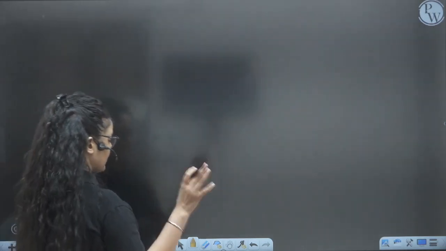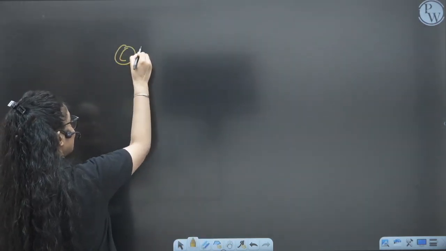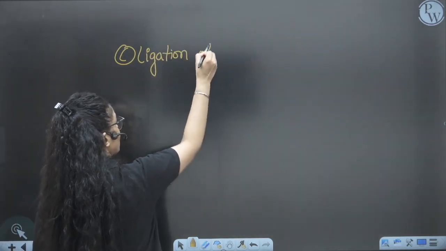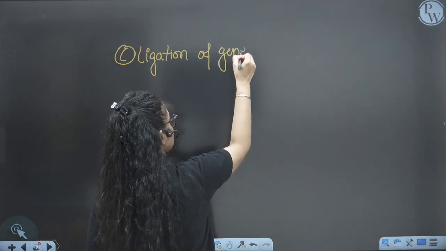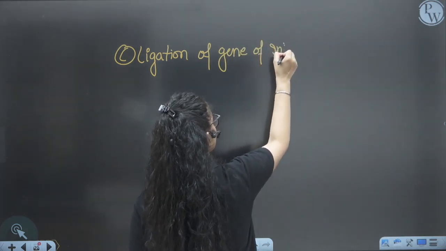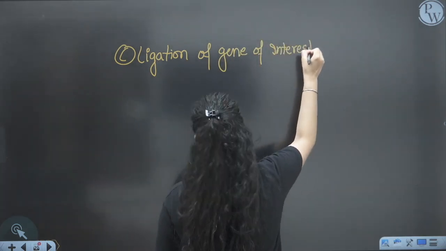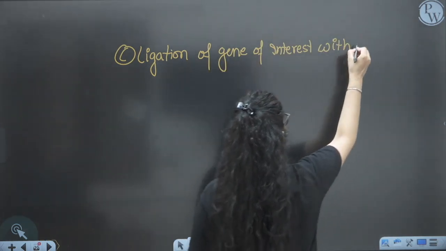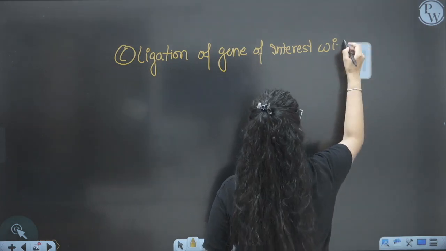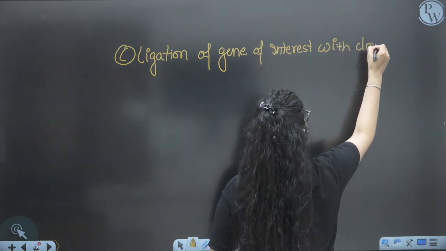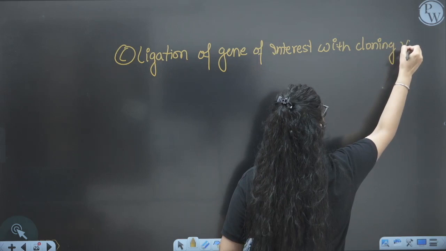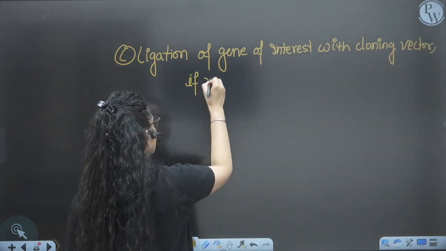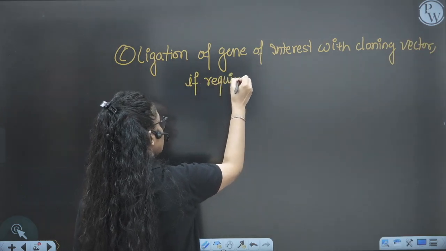So let me take the other part. So we can either ligate. Ligate means paste. We can either do the ligation of the gene of interest with the vector, with the cloning vector, using ligase. Either we can paste it with the cloning vector if required, and then we will put it in the host.